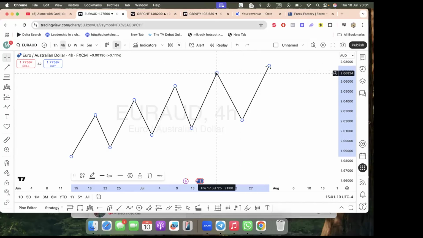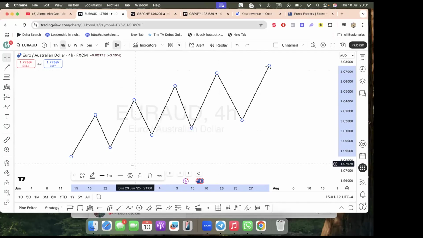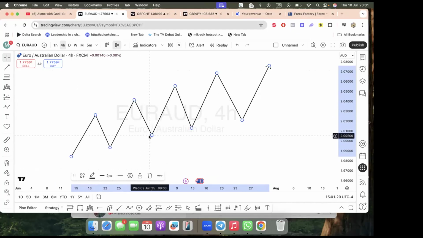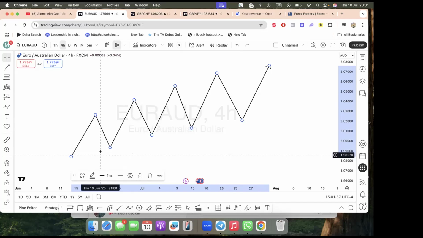Now, how does the market move in a bullish trend? You have high, low. It is always a higher high, a higher low. Why? This high is higher than this high. This low is higher than this low. This low is higher than this low. Higher low, higher low. But before a low is formed, a high is first formed.